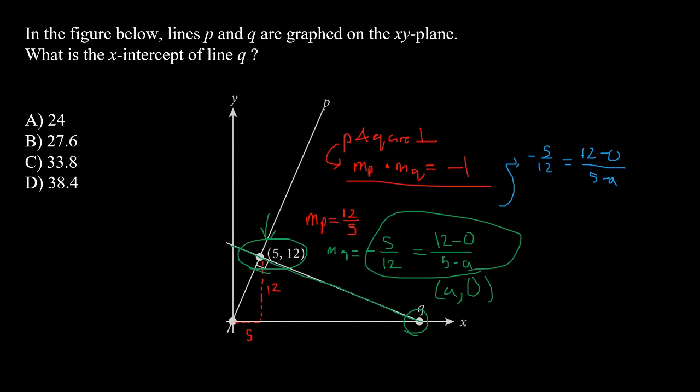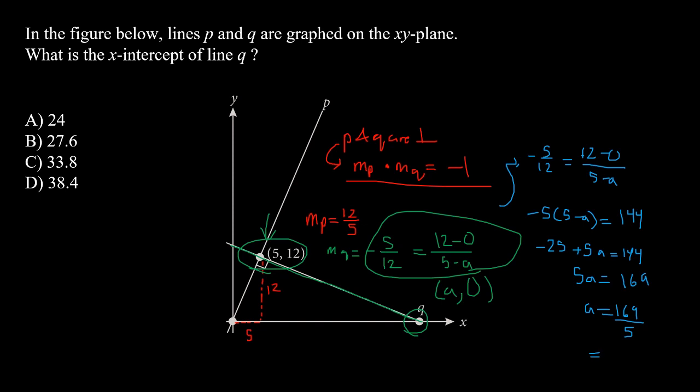Let's multiply both sides by 5 minus a and multiply both sides by 12. So -5 times (5 minus a) is going to be equal to 12 minus 0, which is just 12, and 12 times 12 is 144. Let's expand this parentheses. So -25 plus 5a is going to be equal to 144. And now let's solve for a. We're going to add 25 to both sides, so 5a equals 169. And we can just divide both sides by 5 to get that a equals 169 over 5.